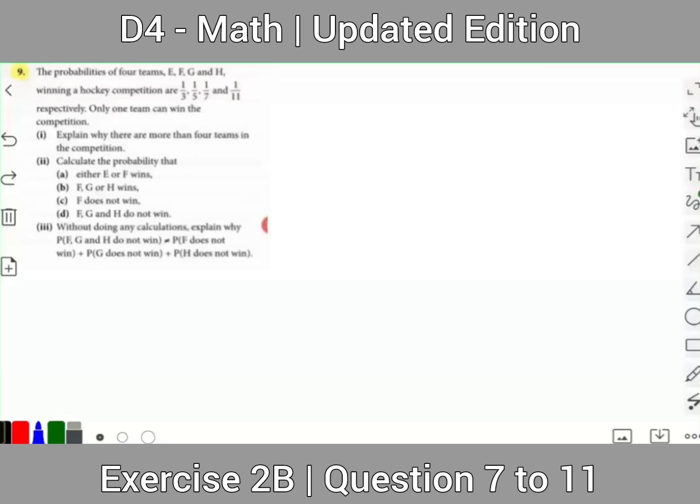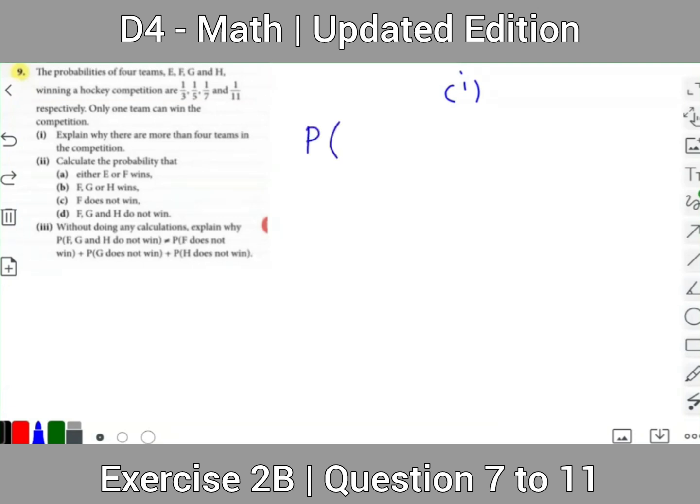Now, in question 9, the probabilities of four teams E, F, G, and H winning a hockey competition are 1 over 3, 1 over 5, 1 over 7, and 1 over 11, respectively. Only one team can win the competition. So, in part 1, explain why there are more than 4 teams in the competition. Since only one team can win, the events of each of the teams E, F, G, and H winning are mutually exclusive. So here we will apply the addition law of probability.